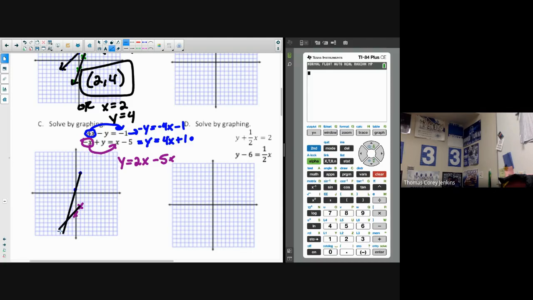And let's see. Not great. Okay, so it looks like they intersect right there. That's going to be negative 3, negative 9. Make sure that's right. Well, yeah. See, I wasn't very accurate with my lines, so let's just do that again.